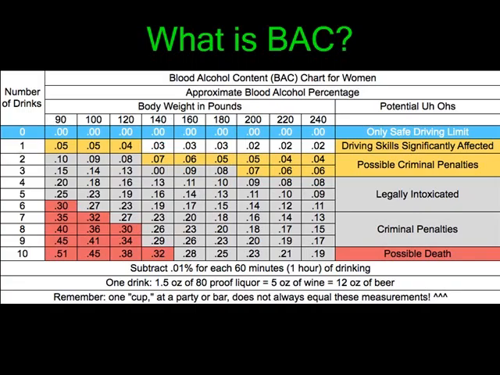Blood alcohol content. First question is, what is blood alcohol content? Well, blood alcohol content is used as a metric of alcohol intoxication for legal or medical purposes. It's usually expressed as a percentage of ethanol in the blood, in units of mass of alcohol per volume of blood. So in layman's terms, it means the percent of alcohol in your blood.